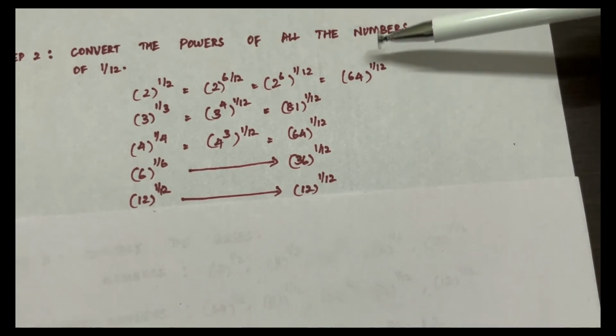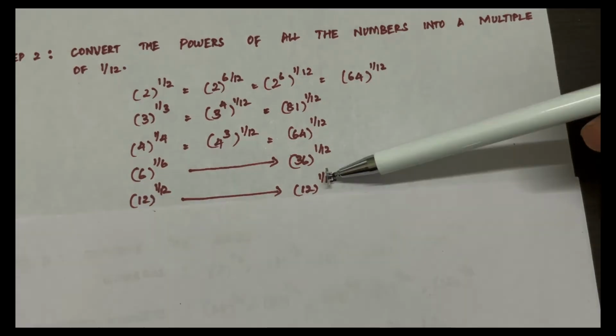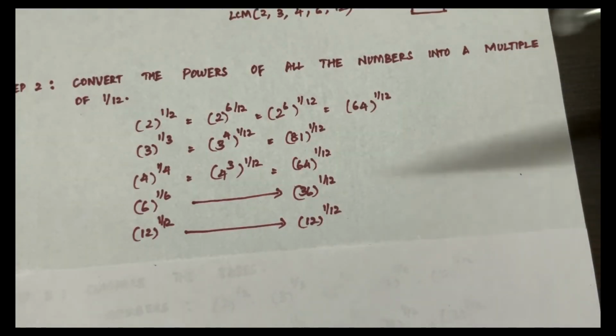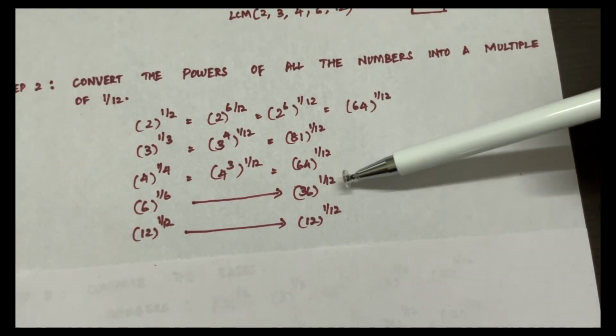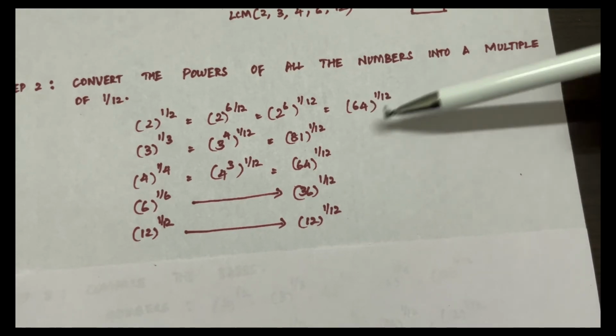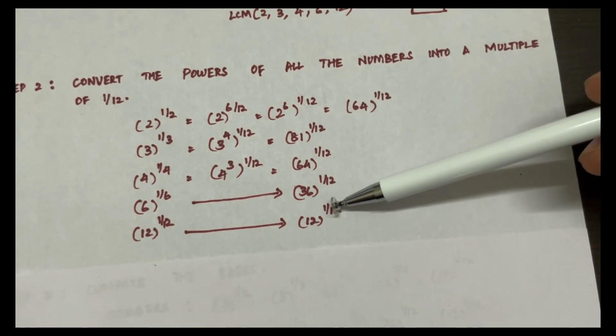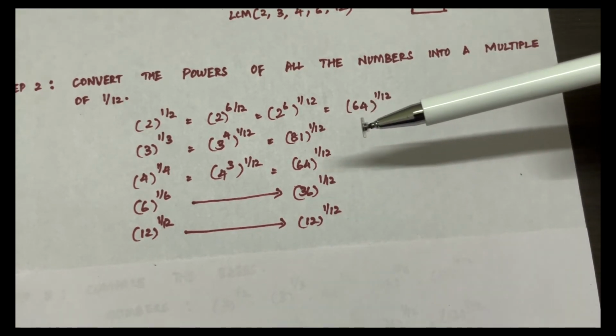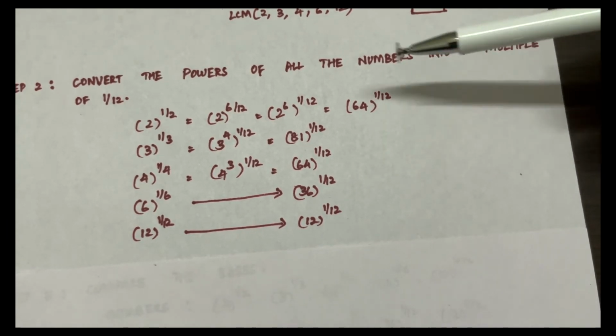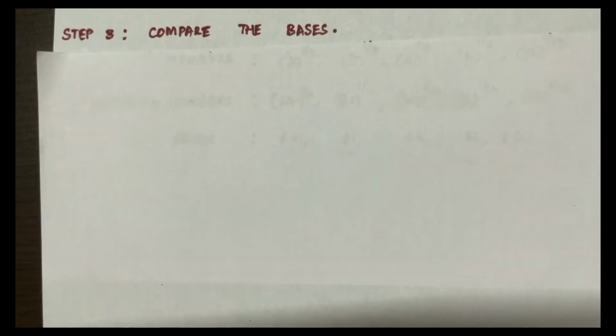Now we have converted all these numbers into these 5 numbers. I want you to take a look at these numbers. All these numbers have the same power, 1 by 12. So in the next step, we can just compare the bases to find the largest number. That's what we're going to do in step number 3.